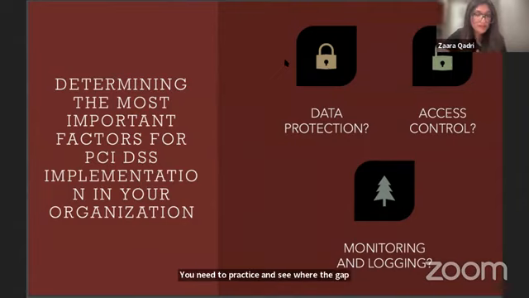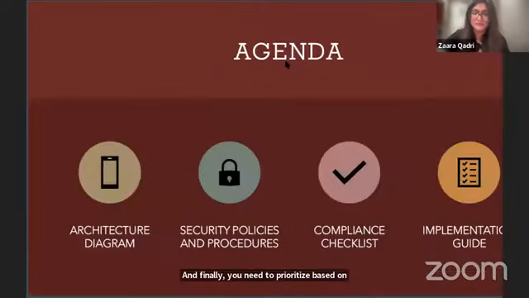And then you're going to be able to evaluate where the gap is, what needs to be handled immediately, what is more lower on the list. And finally, you need to prioritize based on your impact and your risk.